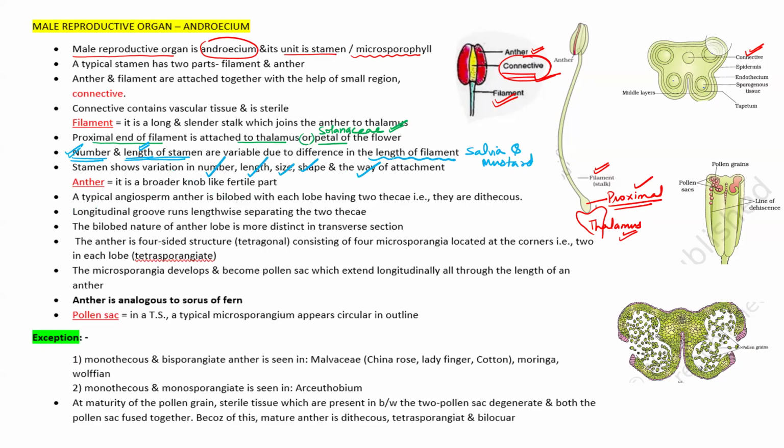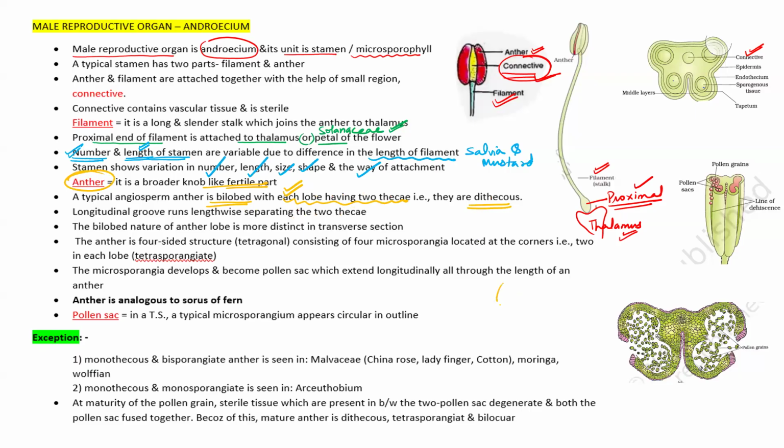Now, which is the fertile part of the stamen? The fertile part of the stamen is the anther lobe. The anther is a knob-like structure, and in a typical angiosperm, you will find it has two lobes, so it is known as a bilobed structure. Each lobe has two theca. Please understand, it's a very important question. Each lobe has two theca. We say it is dithecous.